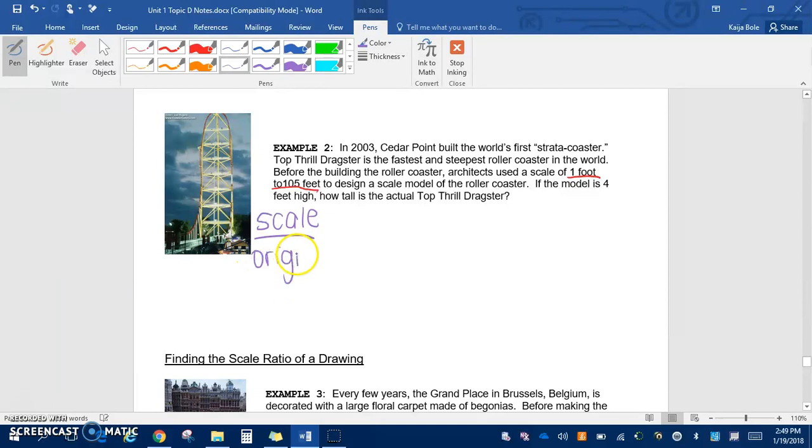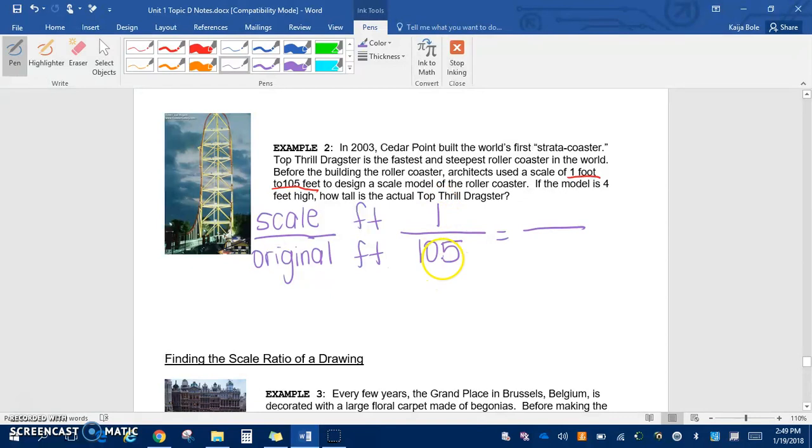And please write this down on the paper so that you get in the habit and it helps you remember. So now if we do our setup here, the scale drawing, we know they're both going to be feet, so you can put feet for both of them. But we know here that in our scale drawing, it was 1 foot per 105 feet in real life.